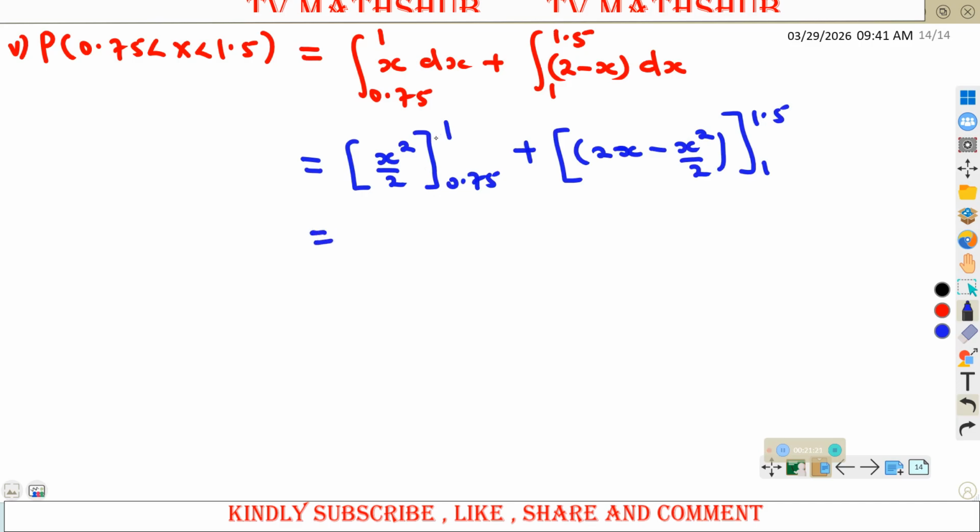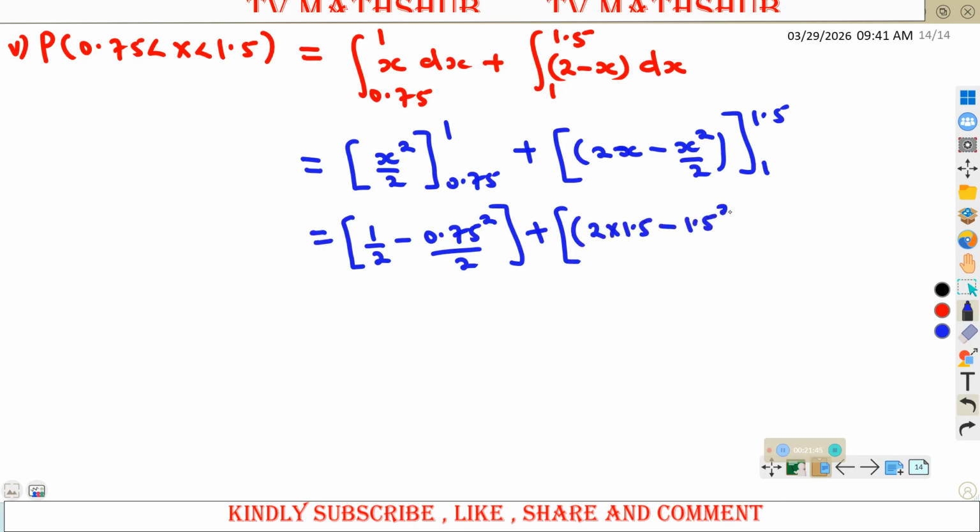So we put the upper limit, you will get 1 squared, which is 1/2, then minus 0.75 squared over 2. Then put the upper limit here, this is 2 times 1.5 minus 1.5 squared divided by 2. Then we shall subtract, put 1 here, this is 2 minus 1/2. So that is what we shall have. So let us simplify this and get the answer here, and here.